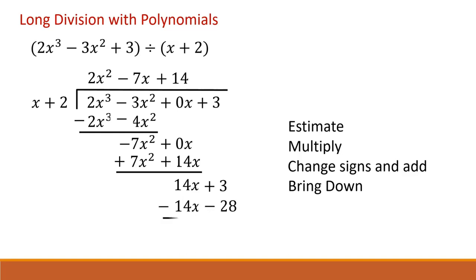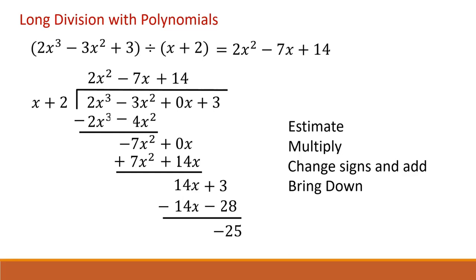Then change the signs and add. 14x plus negative 14x is 0, and 3 minus 28 is negative 25. The negative 25 is our remainder, and it will become part of our answer. But first let's go up to the top of our problem and write down what's kind of the whole number part. The 2x squared minus 7x plus 14.